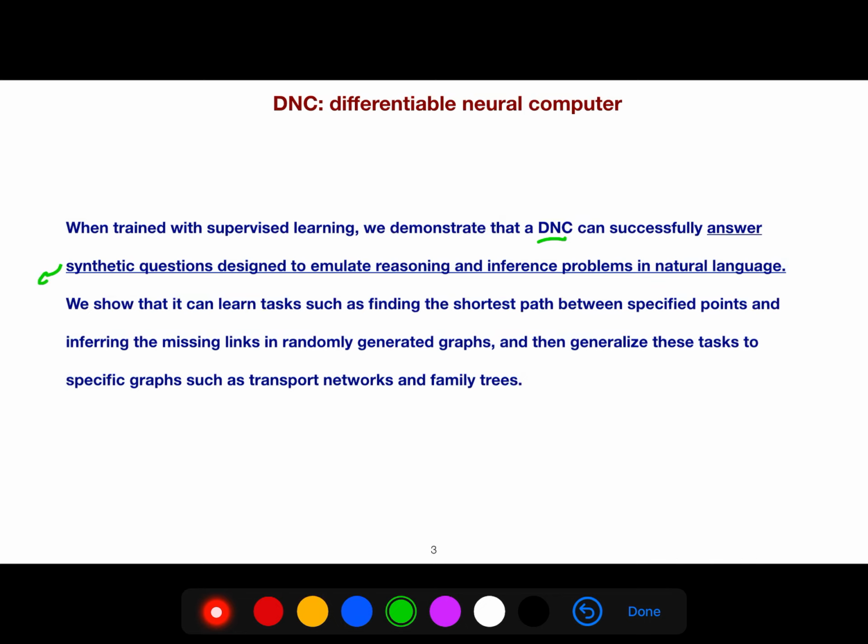We show that it can learn tasks such as finding the shortest path between specific points and inferring missing links in randomly generated graphs. But in this lecture, I only concentrate on the application to this bAbI dataset, which is for synthetic questions.